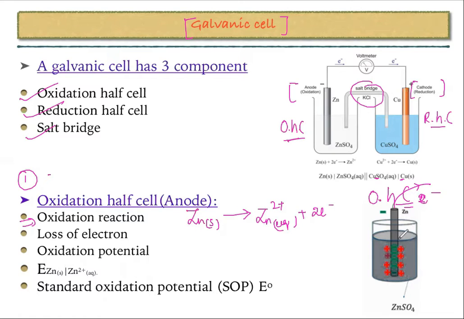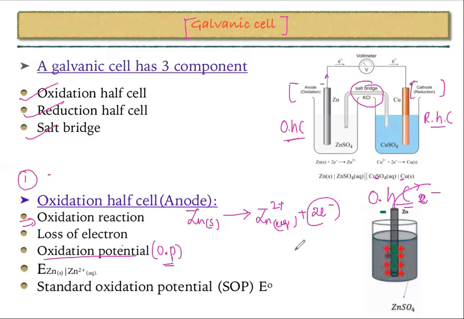Second point, loss of electrons. As 2 electrons have been removed from this reaction, these 2 electrons are going to flow through the wire. So you can see these electrons are flowing through the zinc. That is known as oxidation potential, or in short form we'll write it as OP. What is this oxidation potential?